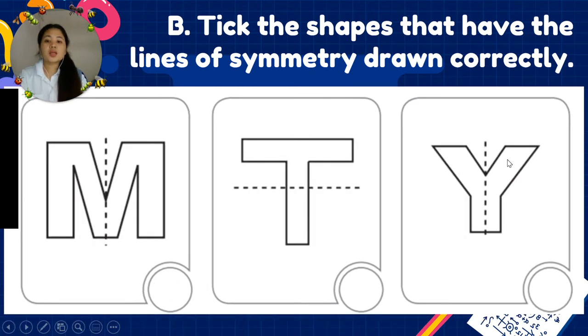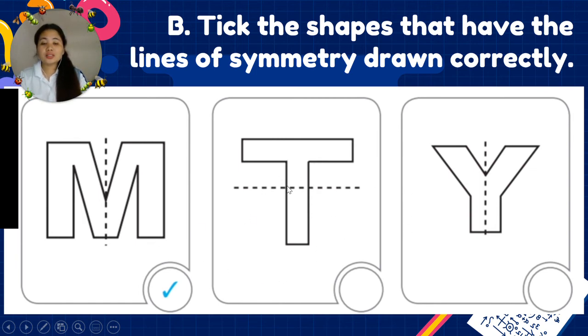Okay, let's proceed. Next. First one we have letter M. So is M a symmetrical shape? What do you think? Okay, yes. So if you divide M, it still has the same shape with each other. So check. Okay, good job.